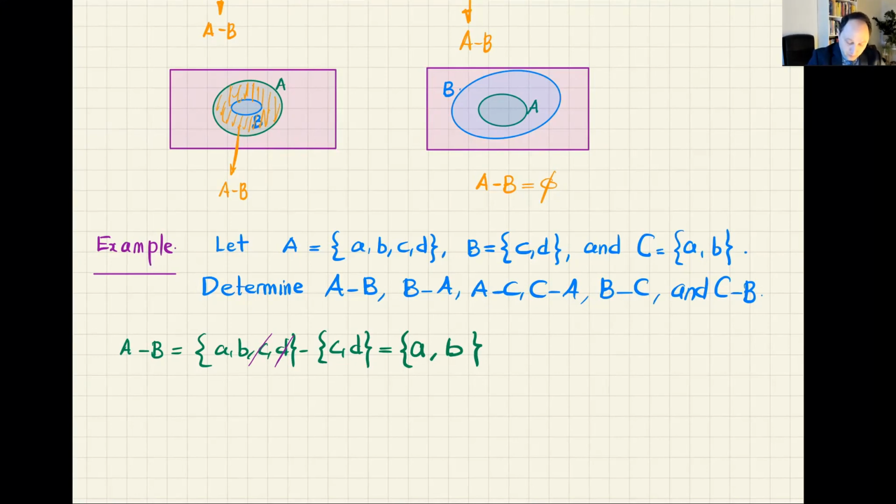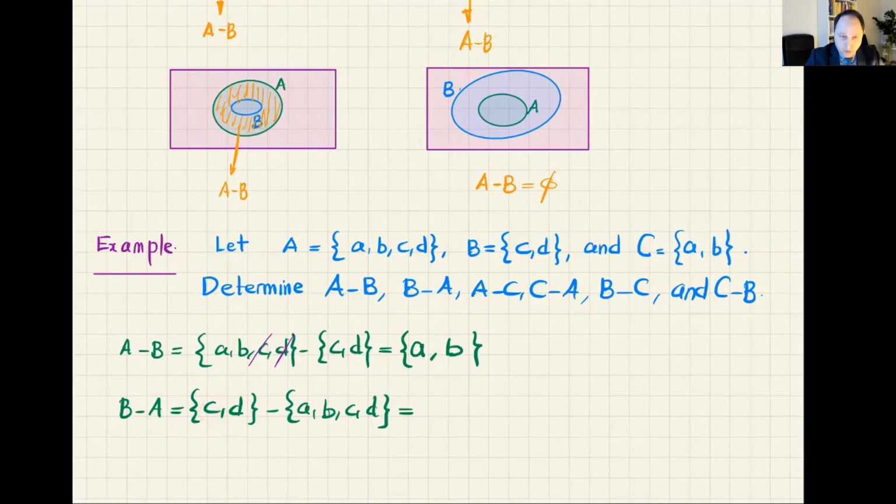Yes? But now if I want to write B minus A, then what will happen? So what is B minus A? It is {C, D} minus {A, B, C, D}. So what is the answer? You are interested in those elements which are in the first one but not in the second one. But if you choose this one, it is in the first one, it is also in the second one. So I cannot choose this. If I take this one, it is in the first one, not in the second one. So what is left for me?